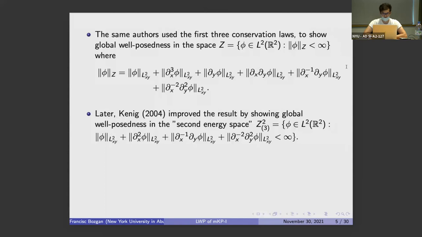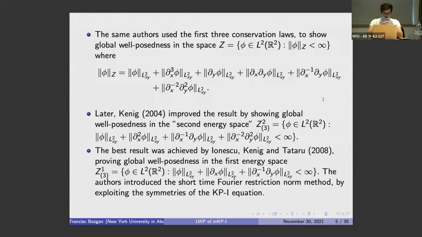Koenig improved this result and proved global well-posedness in 2004 for the second energy space. Here you see that we have to control just two derivatives in x. The best result was achieved in 2008 by Ionescu, Kenig and Tataru, where they showed global well-posedness in the first energy space, which of course is the natural energy space. Using just the first two conservation laws, they introduced a refined version of the X^{s,b} Bourgain spaces. They called it the short-time Fourier restriction method, and they were able to show this global well-posedness result.